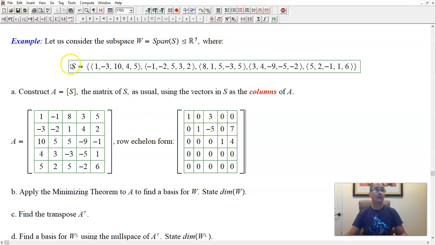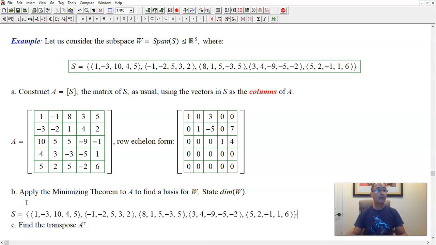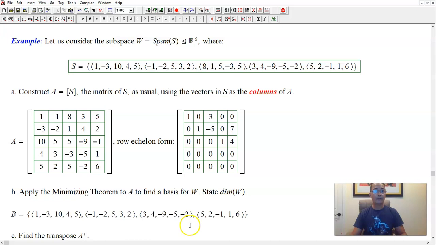Okay, so the minimizing theorem says that our basis for A is made of the first, second, and fourth vectors in S. So let's just copy that whole thing, and let's put our answer over here. Our basis for W, let's now call it B, is made of the first, the second, and the fourth. So we erase the third vector, and we erase the fifth vector. Okay, so that is our basis for W, and of course the dimension of W is equal to 3. So it's not all of R5. It's only a 3-dimensional subspace of R5.